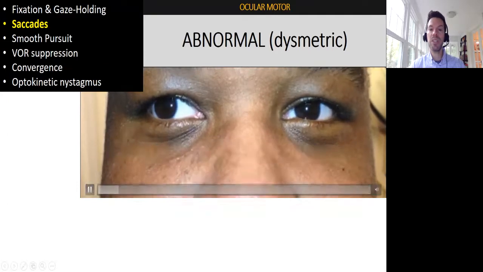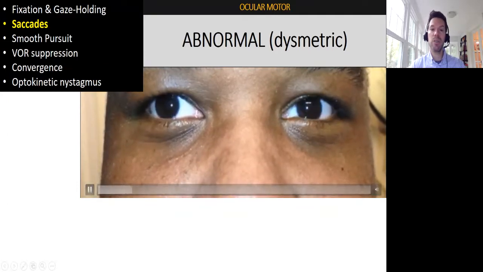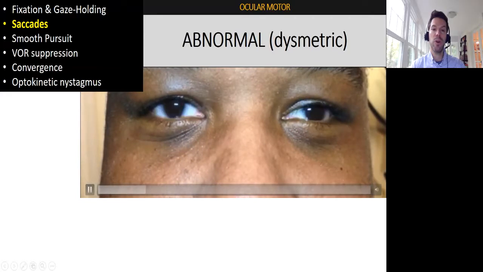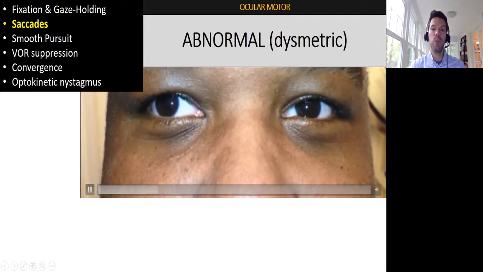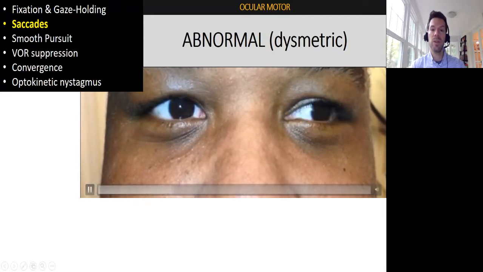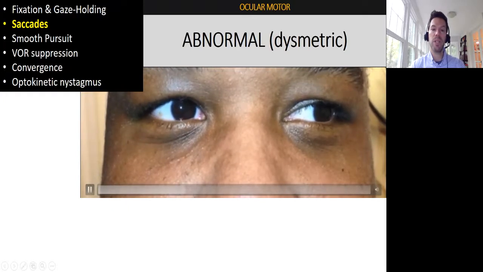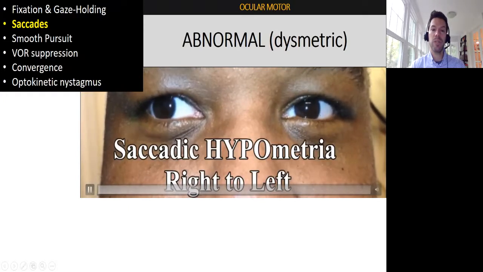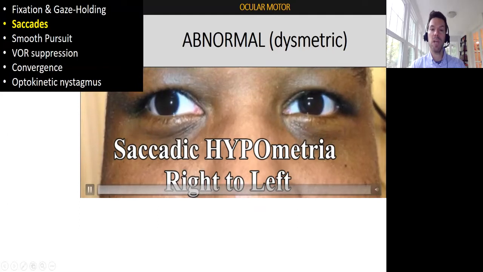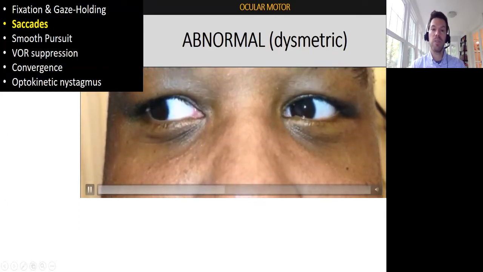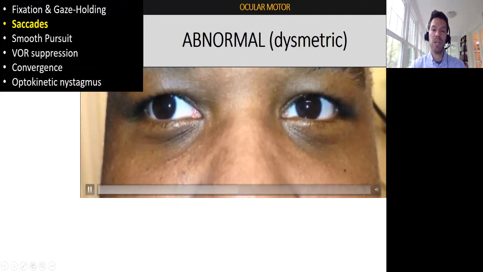This is a patient with saccadic dysmetria. I have the patient look to the right and the eyes go too far and then there's a movement back to where the target is. So these are hypermetric to the right, and now to the left, they're hypometric. So there's a couple of little saccades to get to my nose, to get to the target.